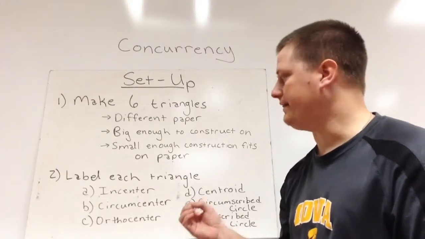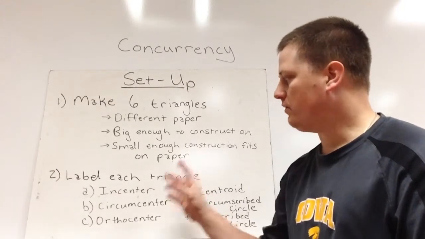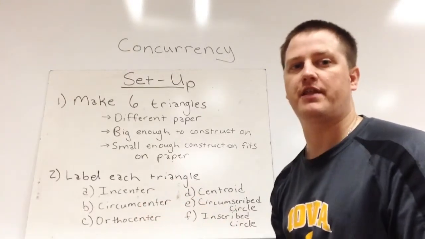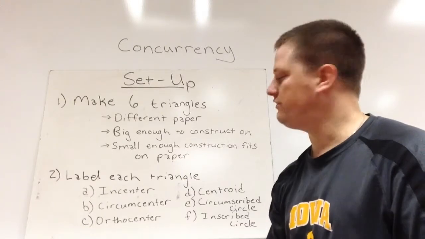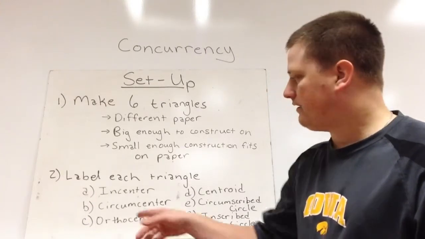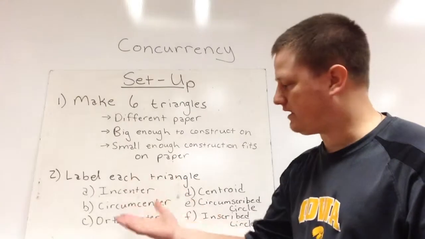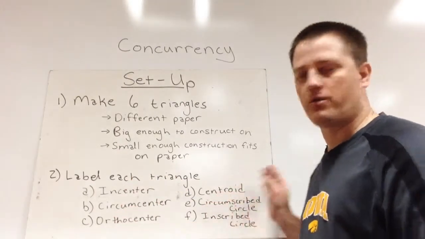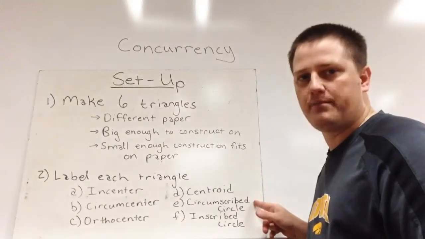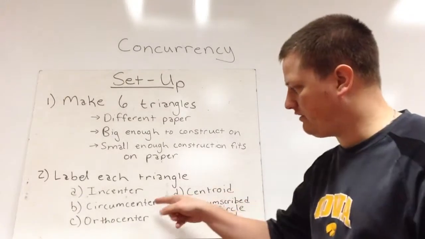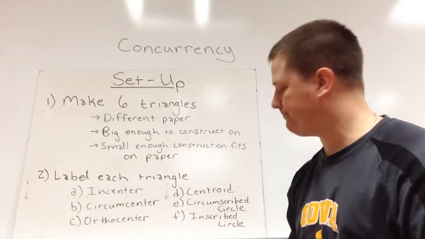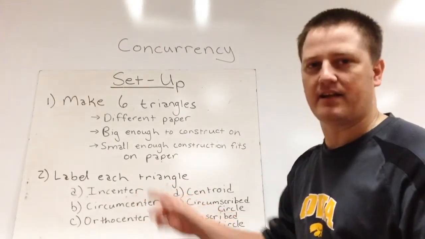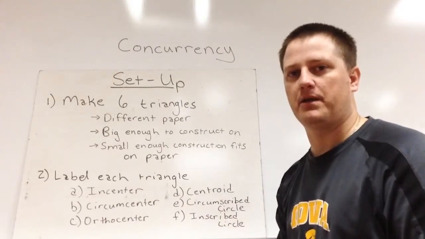Then go about and label each triangle. One of them call the Incenter, and what we're going to do on that is find the Incenter for that one. So we're going to look at the directions for finding the Incenter. Then label one of them Circumcenter. Again, we're going to focus on that. Then the Orthocenter, the Centroid, the Circumscribed circle, which, if you can catch the connection, connects to the Circumcenter, and the Inscribed circle, which also connects to the Incenter. Notice how the words are very similar.